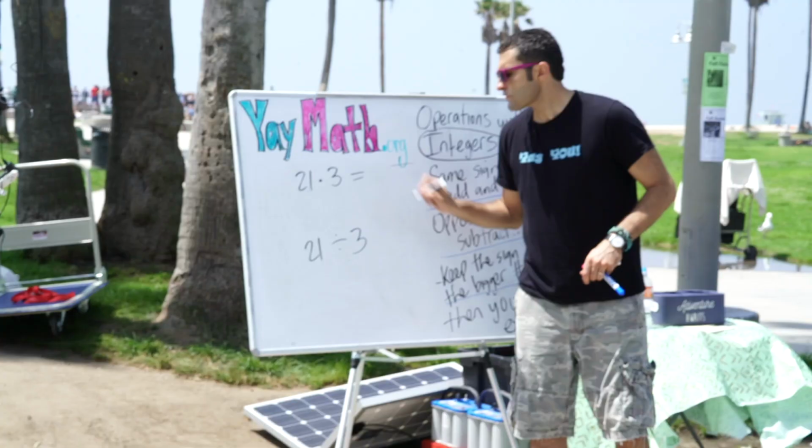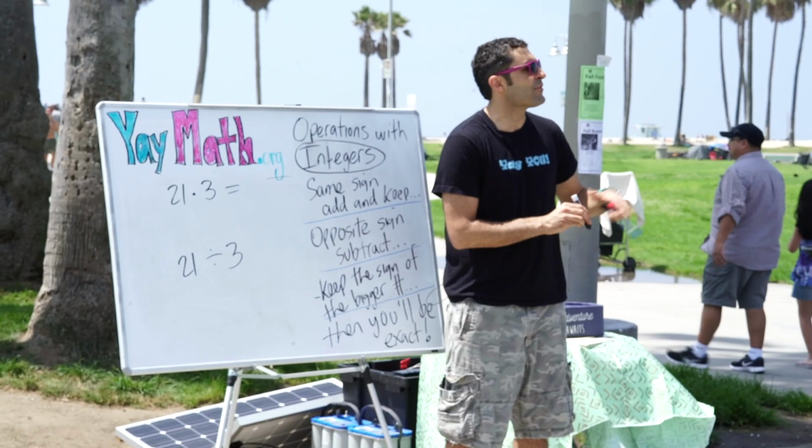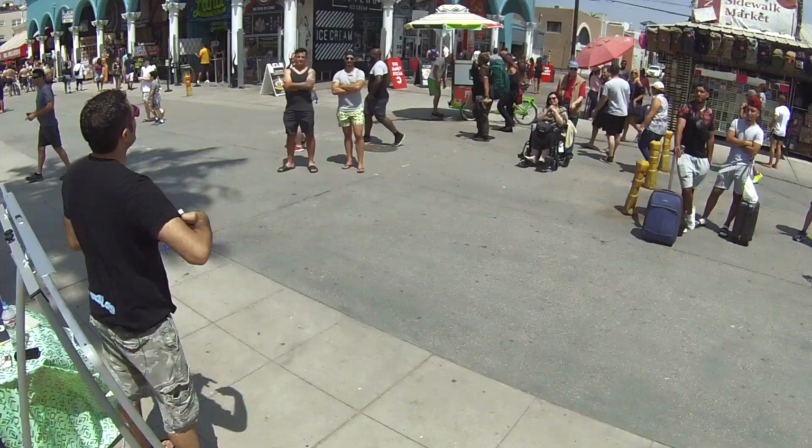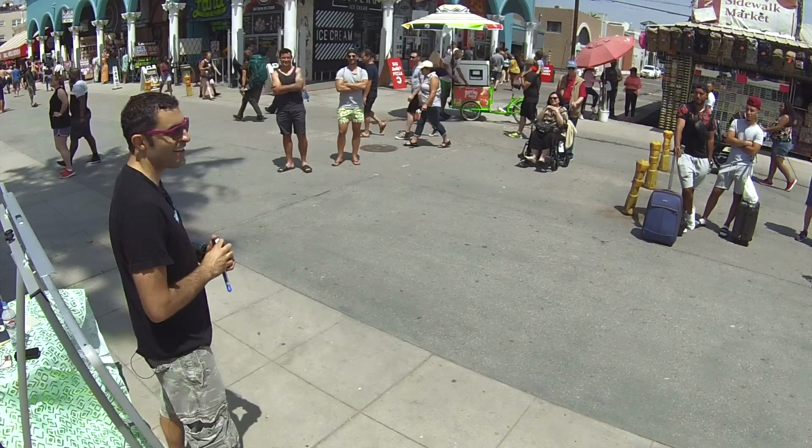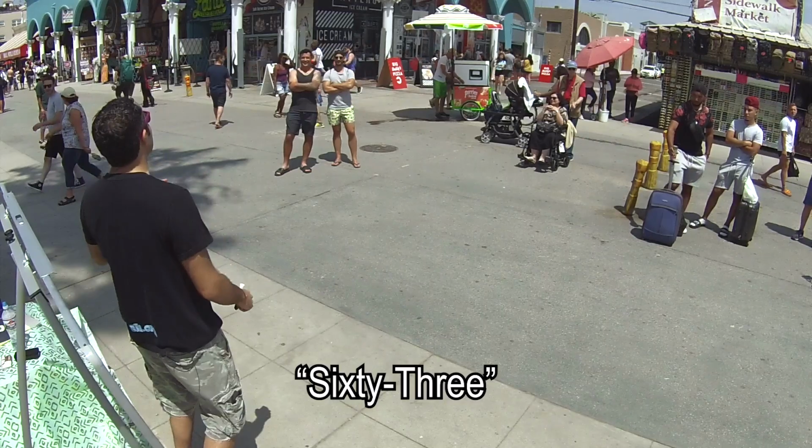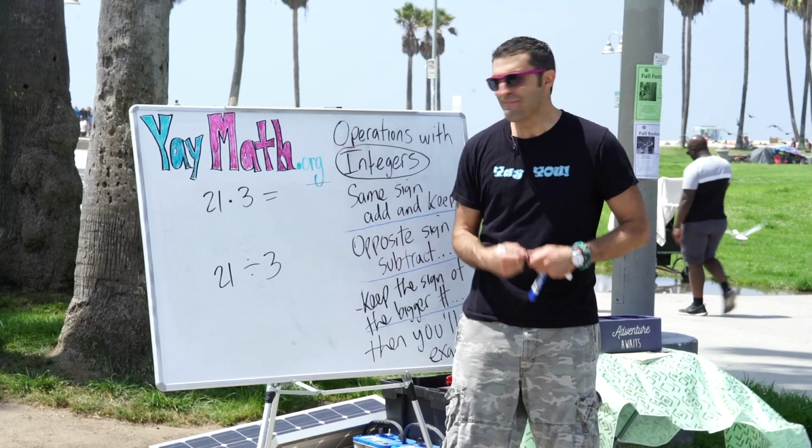If I had 21 bucks 3 times, how much money do I have? You know it? 21 times 3, 21, 21, 21. That look means you're thinking about it. All right, what's 3 20s? 63, oh, okay. You already had it, but you're not participating. You don't gotta make me. 63.